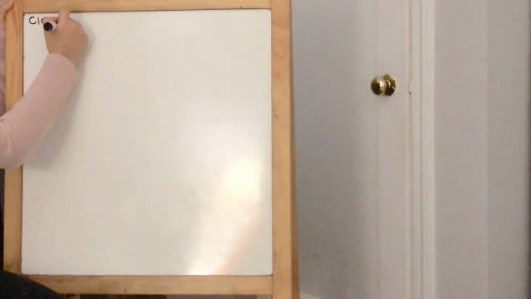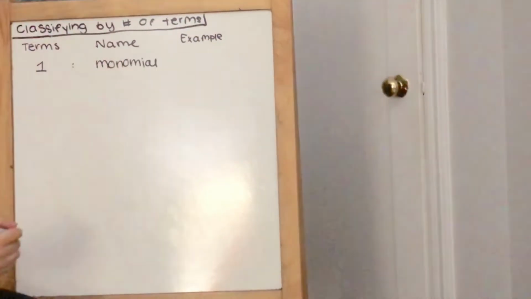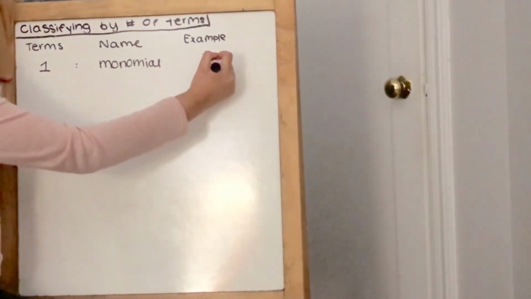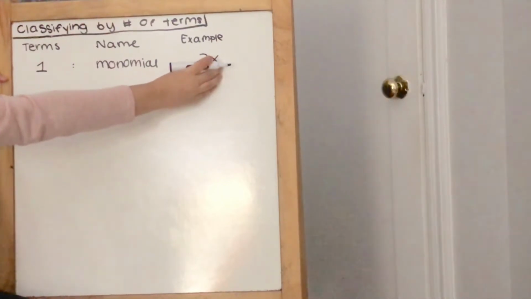We have learned about polynomials. We have to classify them in two ways. Number one, by the number of terms, and number two, by their degree. So first, let's learn about the number of terms. A polynomial that has one term is called a monomial. An example of a monomial would be something like 2x, because it only has one term.